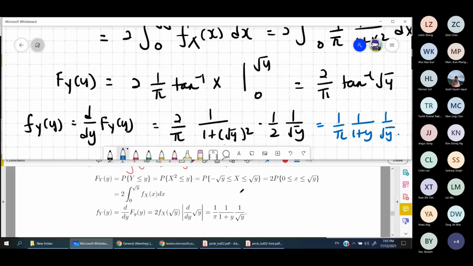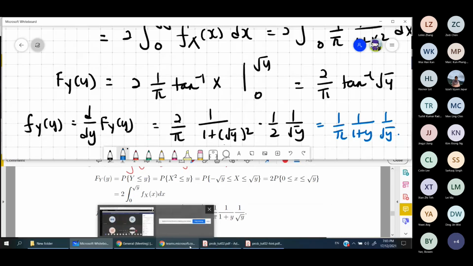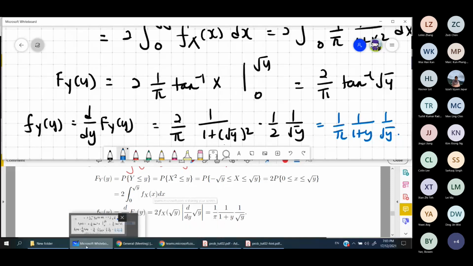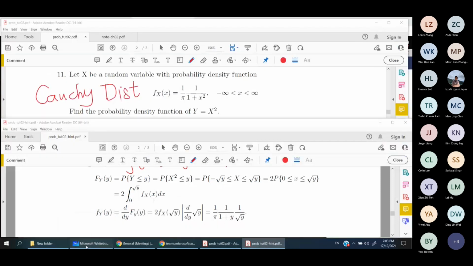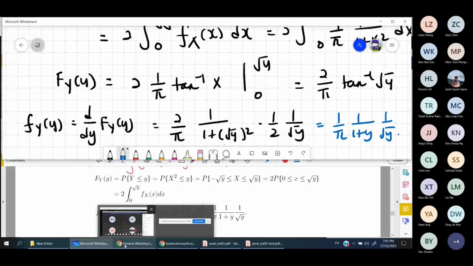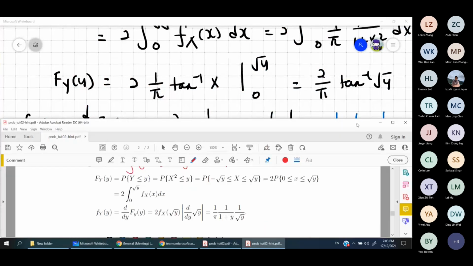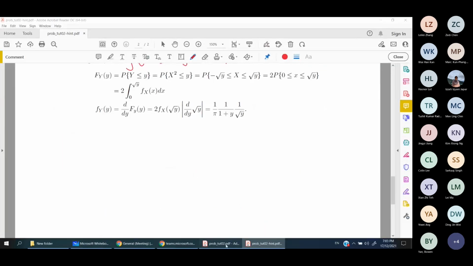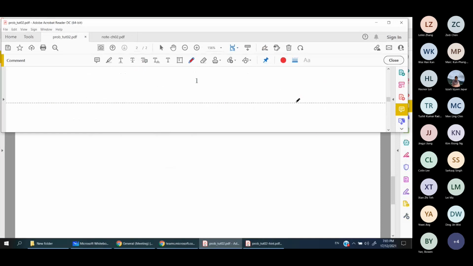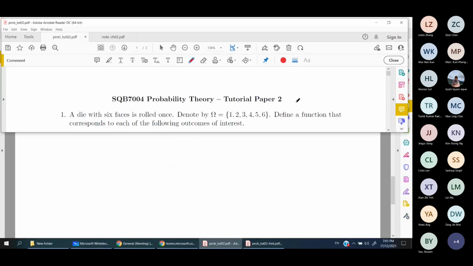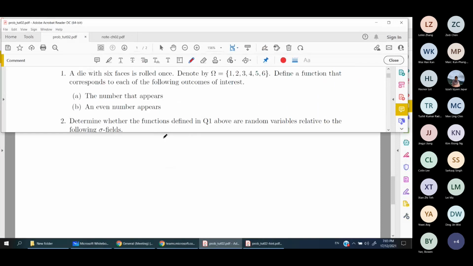Any other question for this tutorial? No. Okay. I want to ask about number 1B, right? I don't understand the answer actually for number 1B. Okay, no problem. Number 1B. What is number 1B?